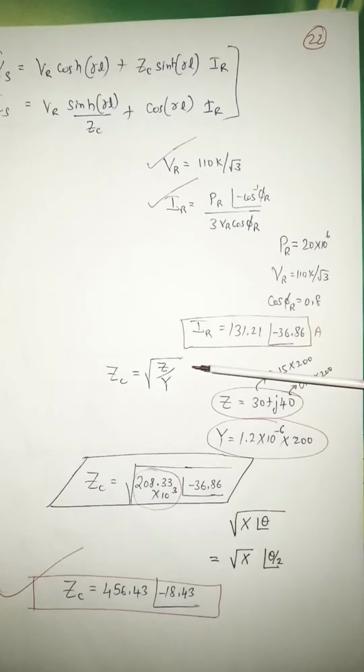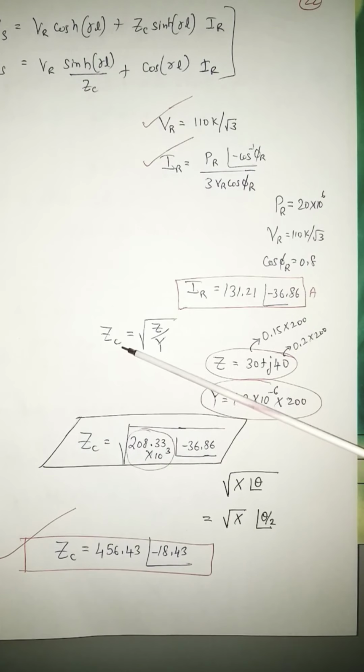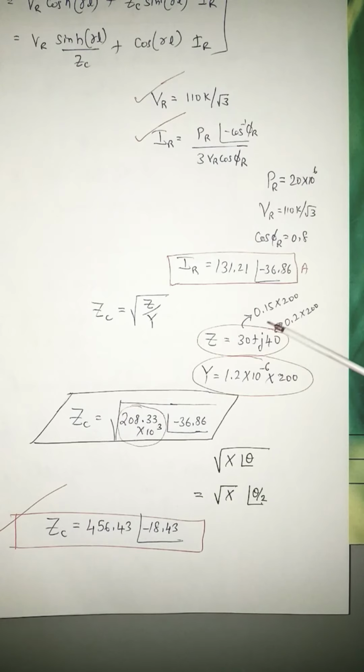Next I have to find characteristic impedance ZC, which is square root of Z divided by Y. So Z in this problem, impedance in this problem is 30 plus J40. How have we got this 30 plus J40? Resistance is given as 0.15 per kilometer into 200 kilometers, that will give me 30. 0.2 is the reactance per kilometer multiplied by 200 kilometers will give me 40. So the effective impedance is 30 plus J40. Similarly, admittance was given as 1.2 into 10 power minus 6 mho per kilometer. Multiply it with 200 to get the effective admittance.